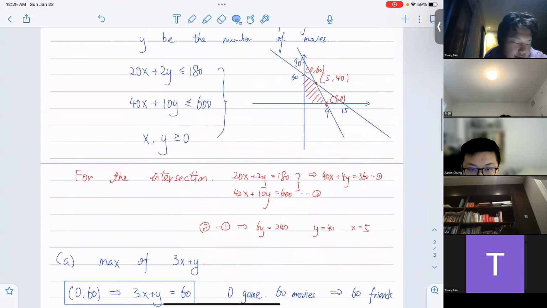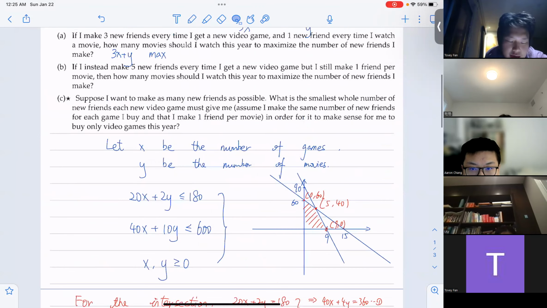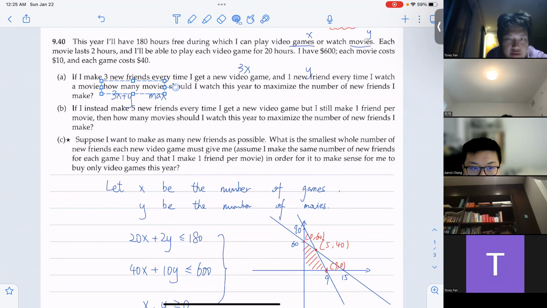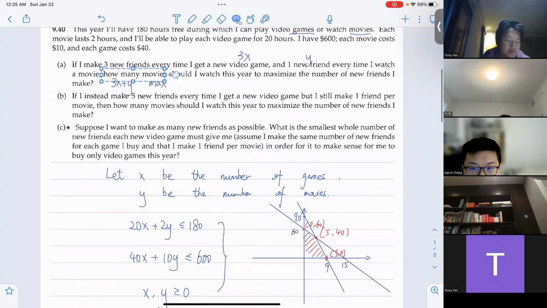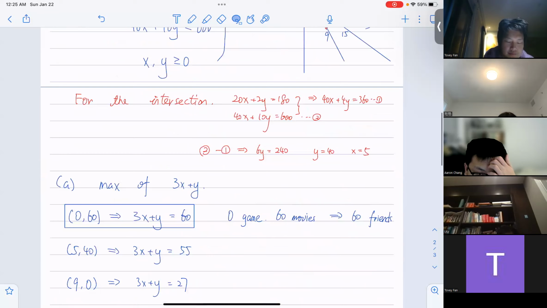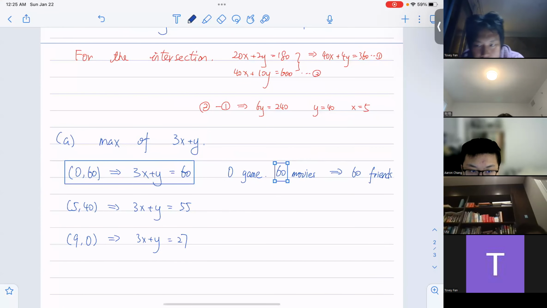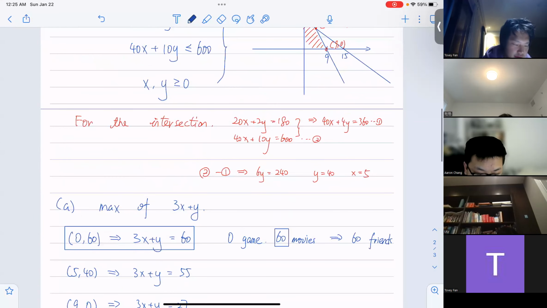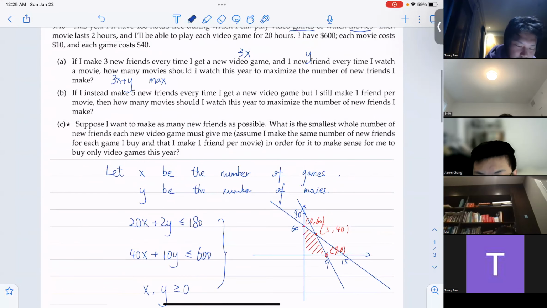Go back to the question. It's asking how many movies should I watch? So I should watch 60 movies for question A. 60 will be the answer. Okay, Rita, did that make sense? Aaron, make sense? Yeah, Aaron, I think you're perfectly fine with this. Make sure you guys understand it. If there's no problem, we can do B and C real quick.